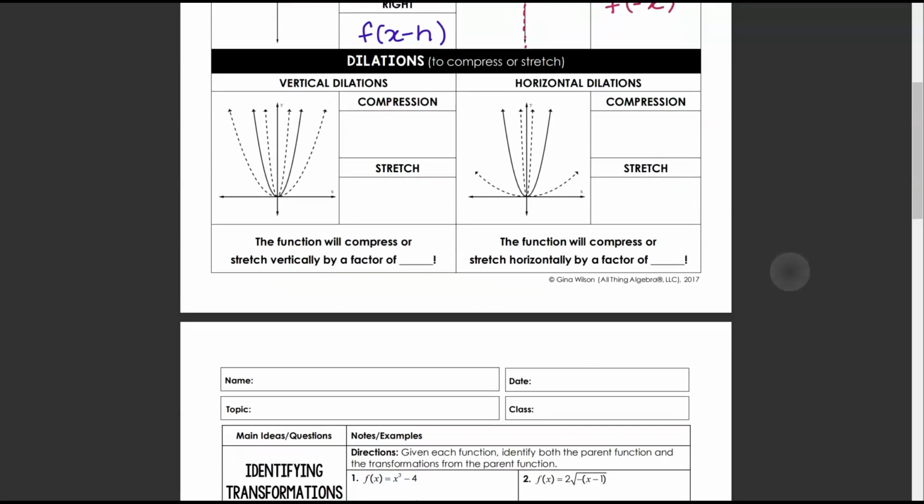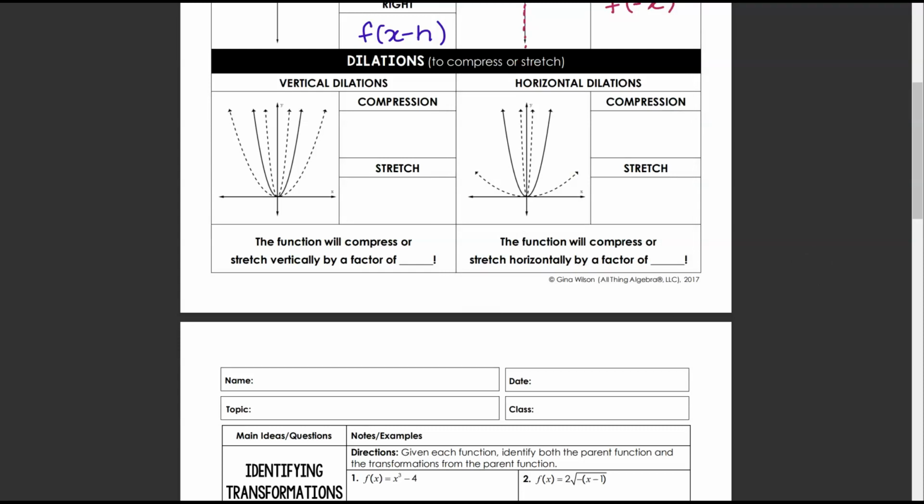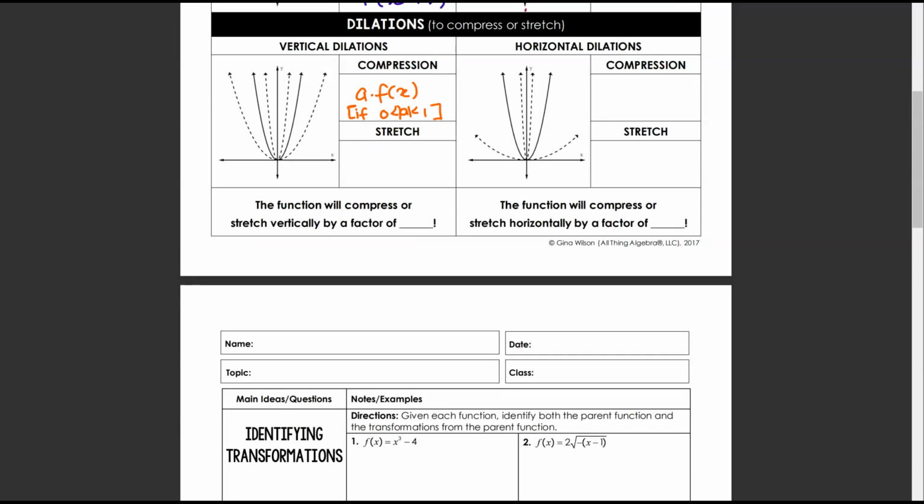Okay. Let's look at compressions. This is where I was talking about this a little bit in class today. So in terms of compressions, right, we have a times f of x if our a is a fraction. So we're looking specifically at the absolute value of a being between 0 and 1. And so in that particular case, it's a compression. So think of a weight coming on your function. And so that really creates this wider parabola. So basically, this is equivalent to a fraction, right?